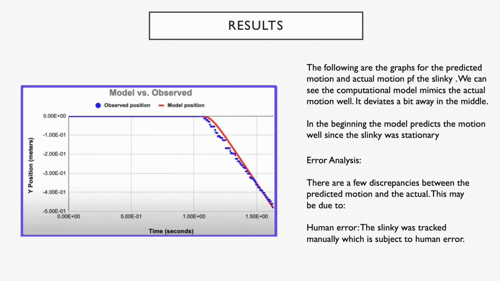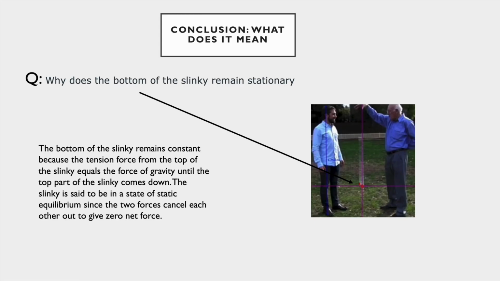Error analysis: there were a few discrepancies between the predicted and the actual motion. This may be due to human error, since the slinky was tracked manually using tracker, which is subject to human error. So the conclusion: what does it mean?